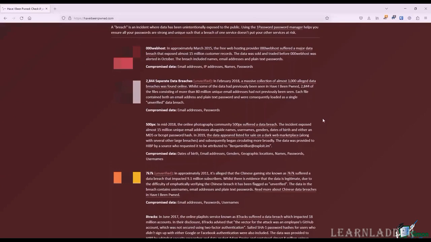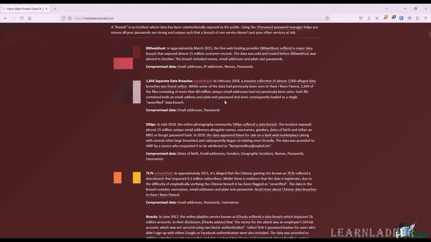For example, we have 28,744 separate data breaches, a collection of about 3,000 alleged data breaches that were all put together into one dataset. It produced a collection of 80 million unique email addresses and a bunch previously seen in other breaches. In this case, we had an email address and a plaintext password available to attackers. This and every other breach we see in this list includes information available to an attacker.